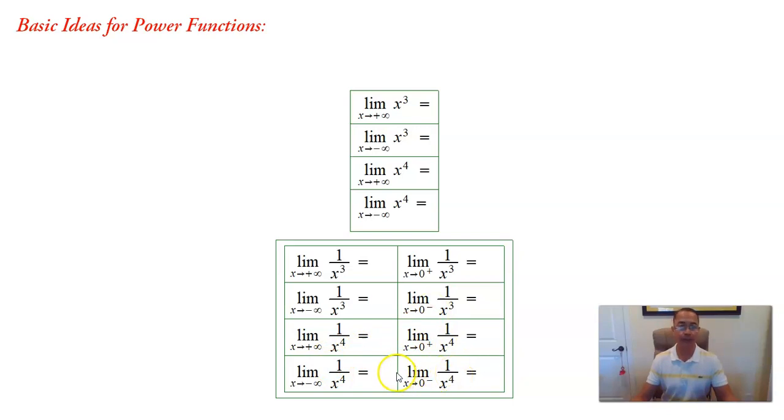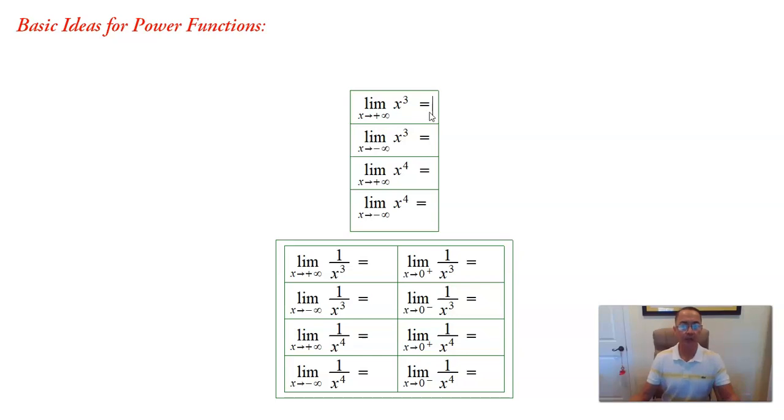And similarly for 1 over x to the 4th power, same questions. What happens as x is getting bigger and bigger, whether it's positive or negative values? What happens as x is getting smaller and smaller, close to 0, but using positive numbers and using negative numbers? All right, so shall we start thinking? Let's look at these questions first.